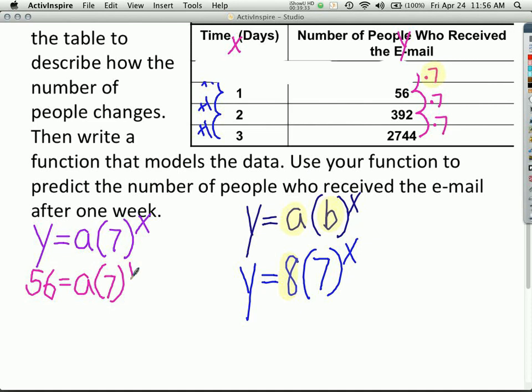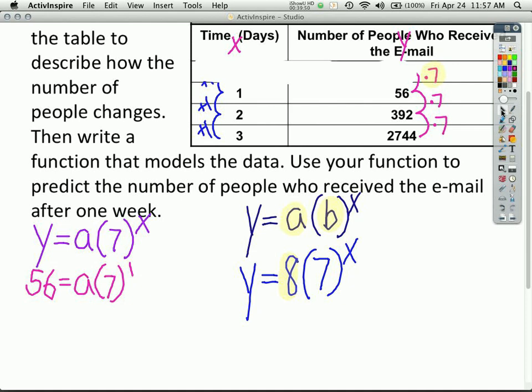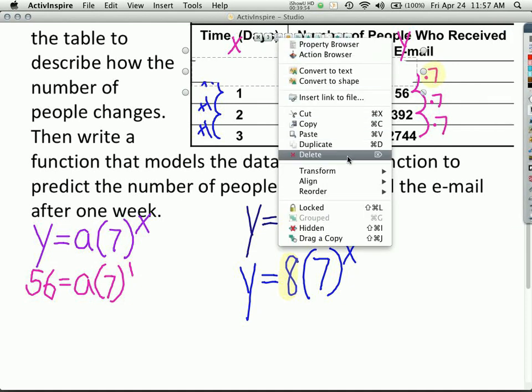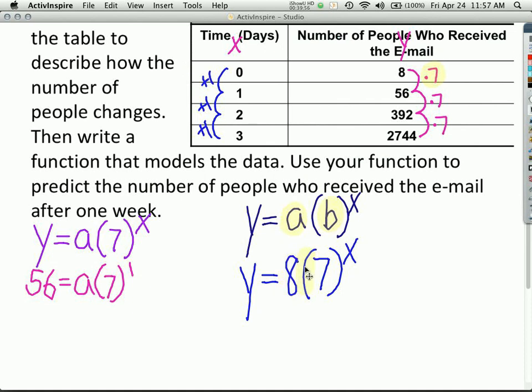7 to the first power is what number times 7? 8. So you use the data that you have to find the missing pieces of information. But we already knew that it was 8. I just wanted to make sure we understood that there's a way to find it even if it's not there. Okay? Any questions about that?